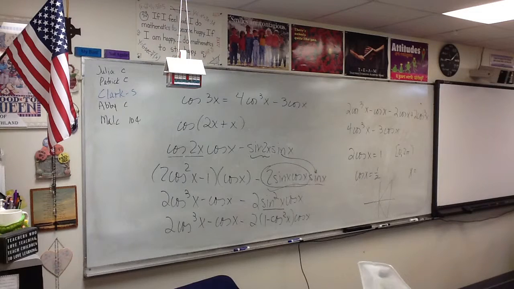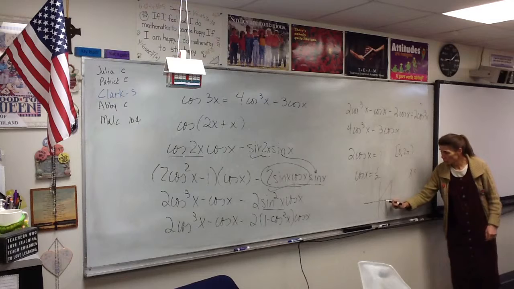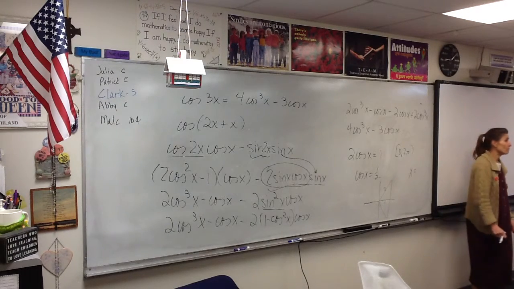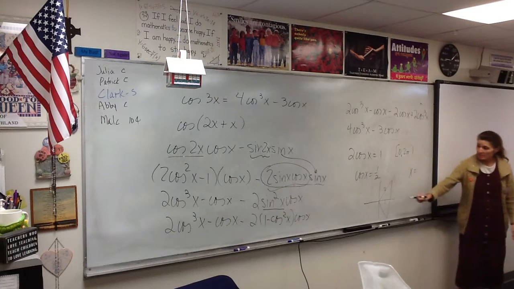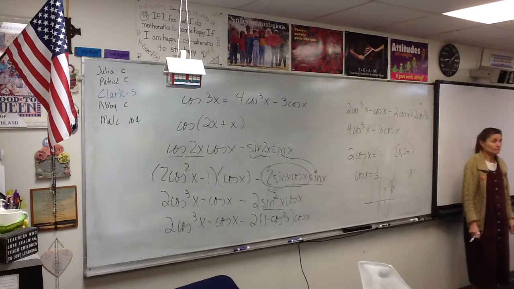Okay, good. Now, I got a triangle there, and the cosine is 1/2. That triangle should look familiar to me. If that's a 1 and a 2, this has to be a root 3.